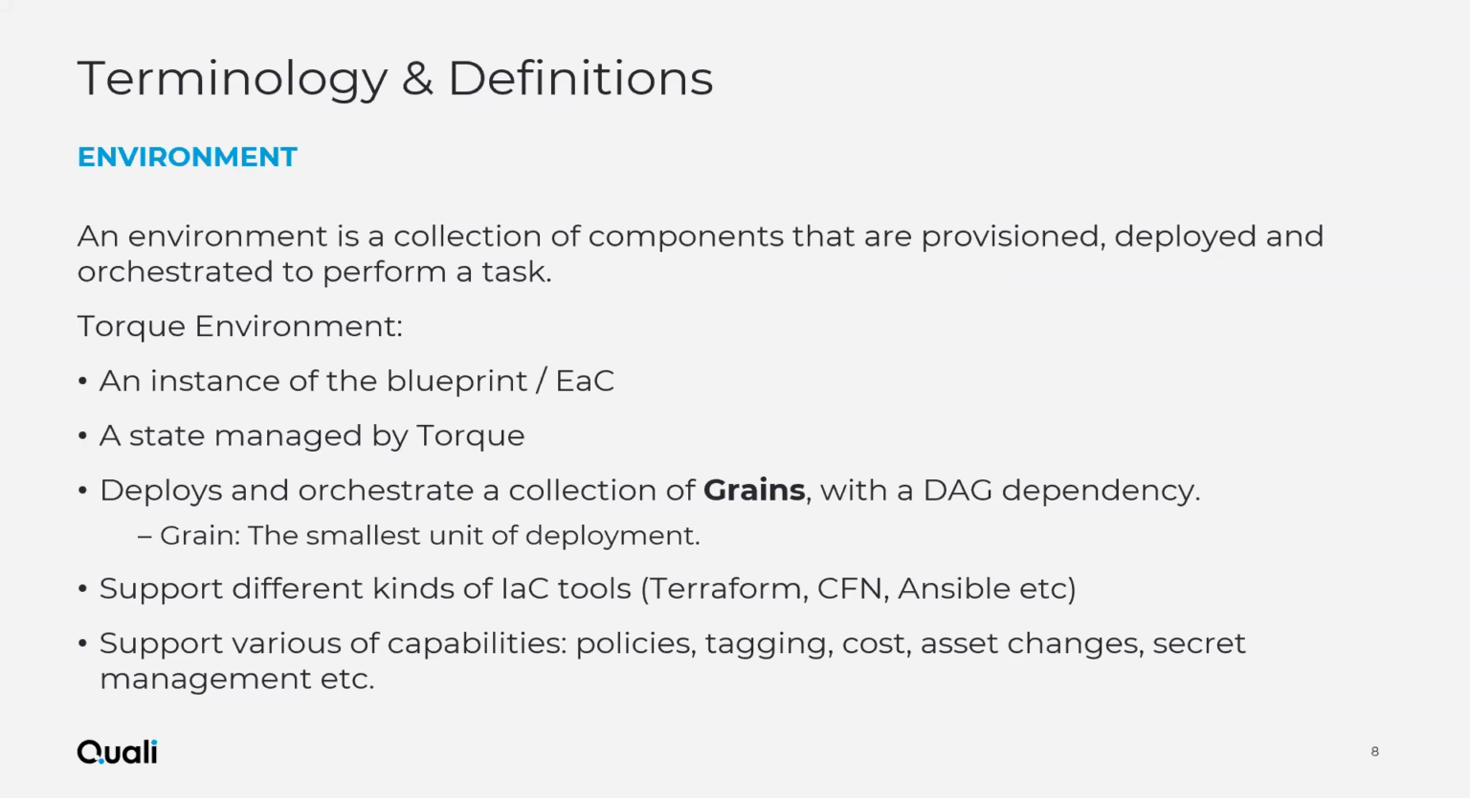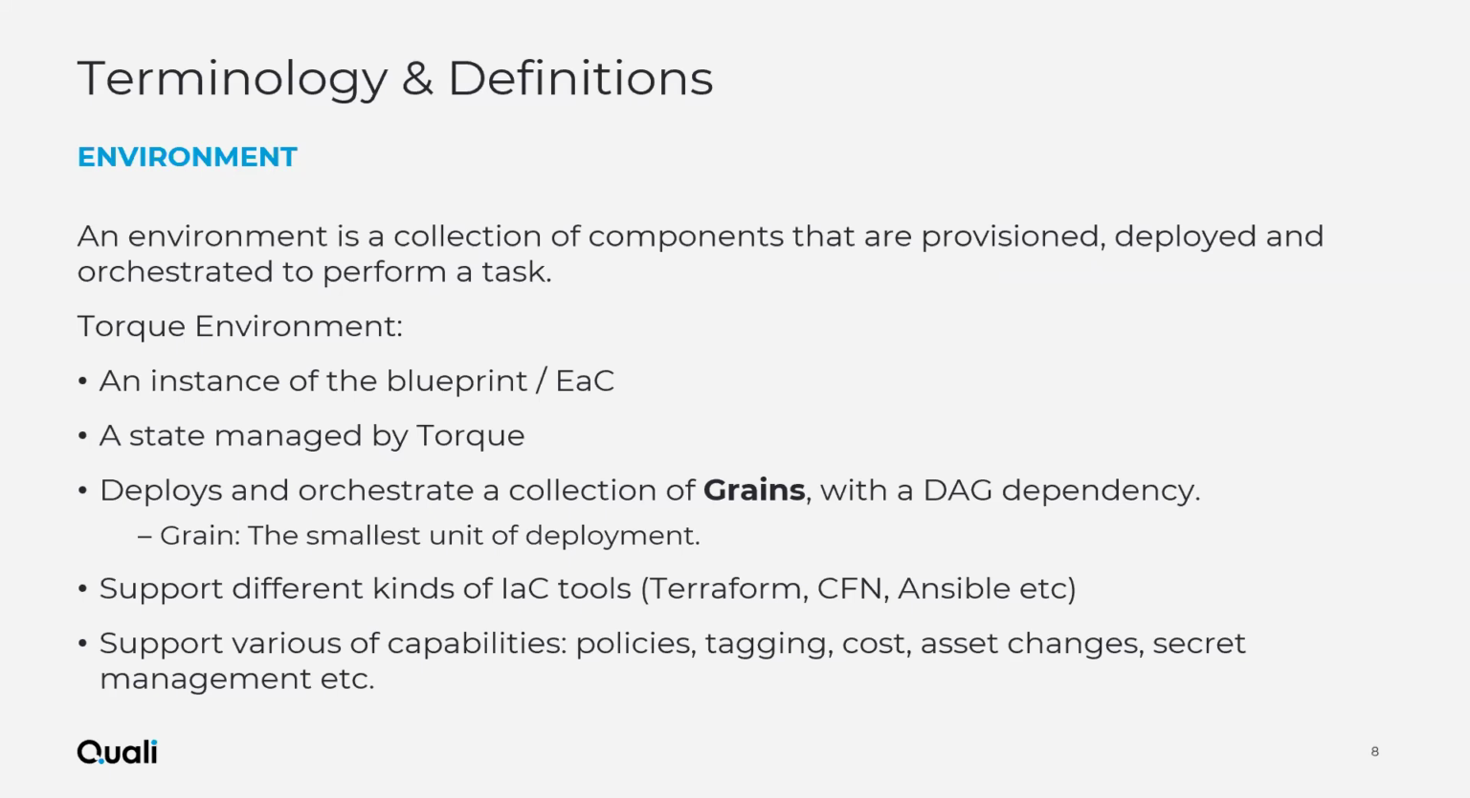It can be on the same cloud, it can be different clouds, it can be any infra provider, vCenter, VMware, it can be your laptop. Whatever you're provisioning, whatever it is. A Torque environment is an instance of a blueprint, okay, as I said. So it's either a blueprint or EAC. EAC is environment as code. I will get to that after, but those basically are the two sources for an environment.